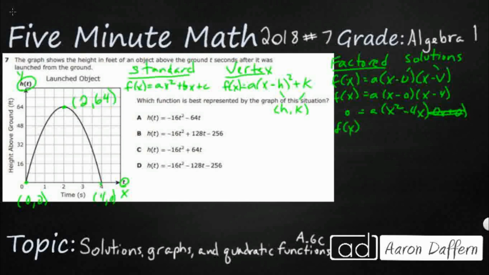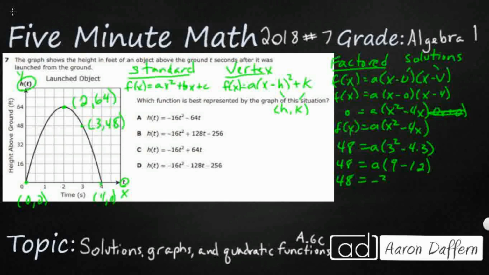So f of x is going to equal a times x squared minus 4x. Doesn't really help me until I figure out what a is. So let's just pick a point, and it looks like we got a good point right there. That's going to be 3, 48. So we will just replace that. So 48 equals a, and then I've got my x of 3 squared minus 4 times 3. So I'll use this to solve for a, and then we'll be good to go. So that's going to be 9 minus 4 times 3, which is 12. So 48 equals negative 3a.